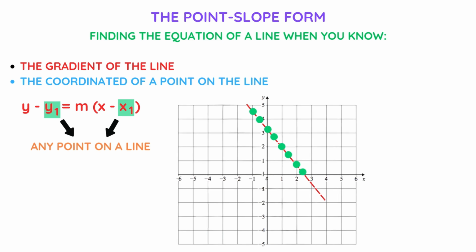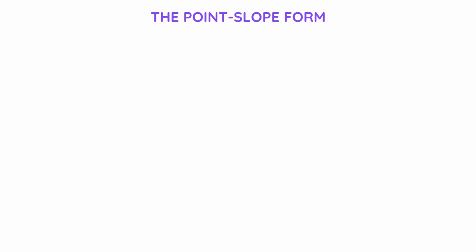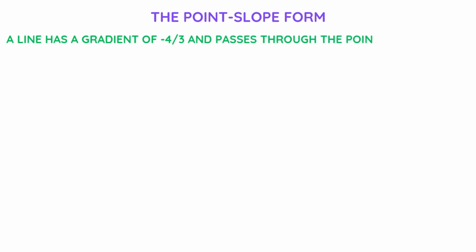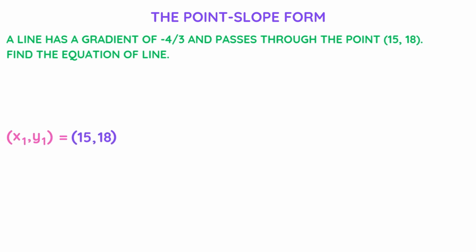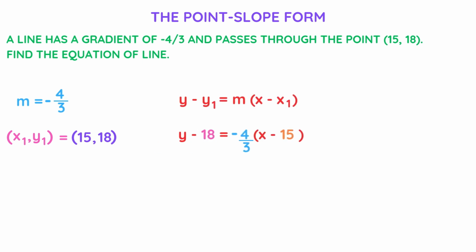Let's try to do a question using this form. In this question, we are given that the gradient of the line is negative 4 over 3, and the point through which the line passes is 15, 18. Let's substitute this value of gradient and the coordinates into our equation. Y minus 18 is equal to negative 4 over 3 times x minus 15. Now, in order to further simplify it, we can multiply 3 on both sides.